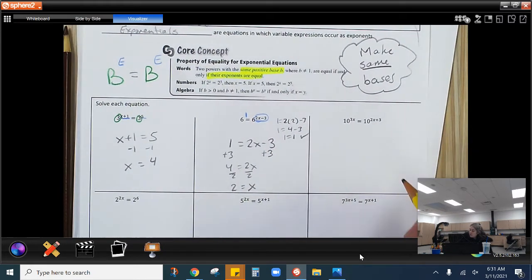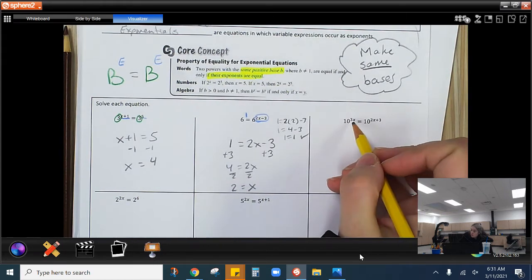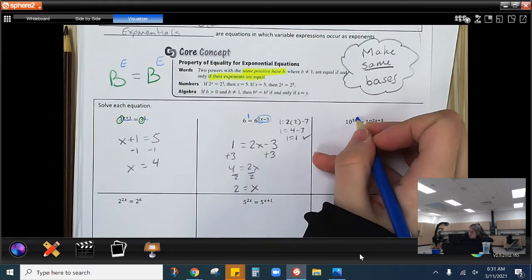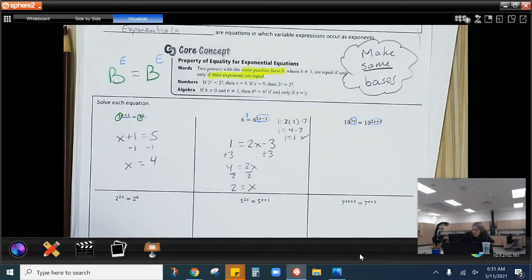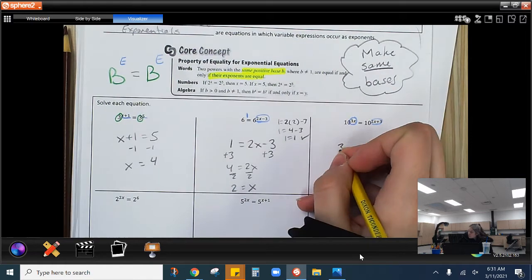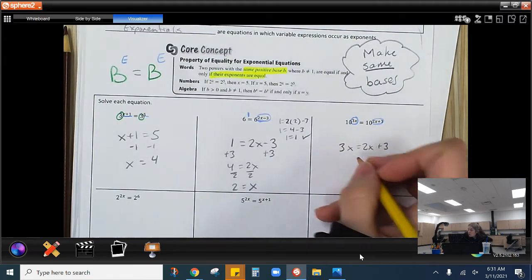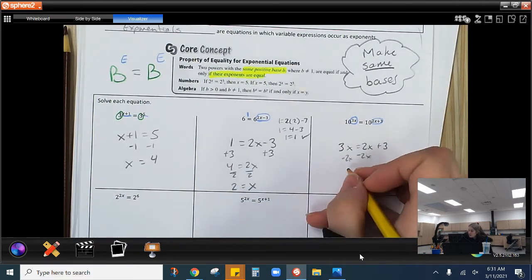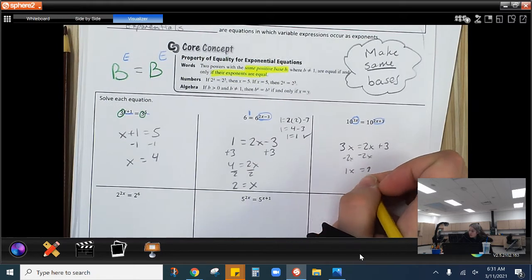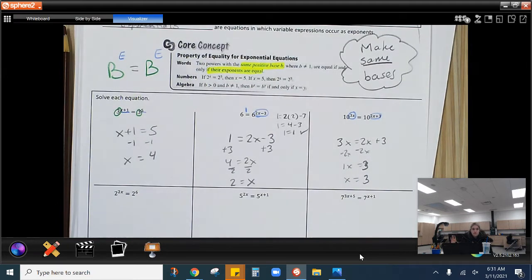All right, so for our next one here, we've got 10 to the 3x equals 10 to the 2x plus 3. We want to pick out our exponents. Our bases are the same, right? They're both 10, so that's great. So we have 3x equals 2x plus 3. I'm going to start by subtracting 2x on both sides, because it's always good to start by moving the x's. So we've got 1x is equal to 3. Another way of saying that would just be x equals 3. So yes, that works. It's great.